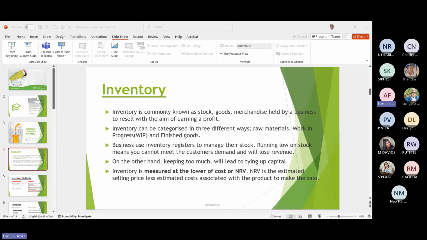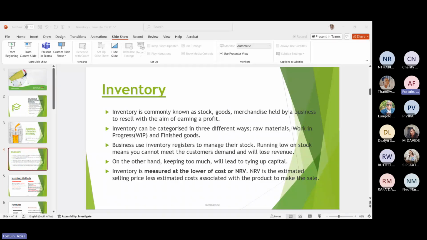Businesses use inventory registers to manage their stock. Running low on stock means you cannot meet the customer's demands and will lose revenue. On the other hand, keeping too much stock will lead to tying up capital. And if you're going to do MAC 1501 and 2601, you will learn more about when you tie up stock and so on. So inventory is measured at the lower of cost or net realizable value.